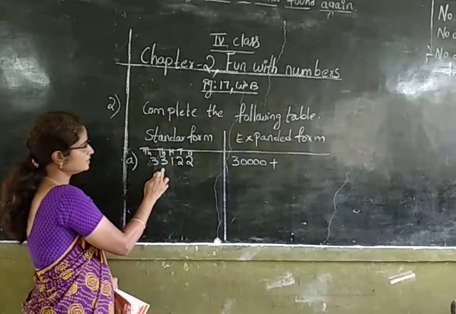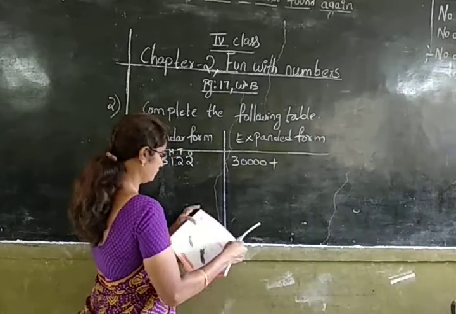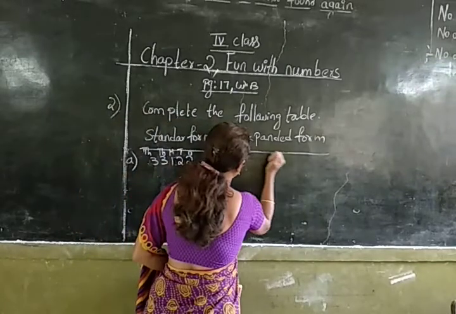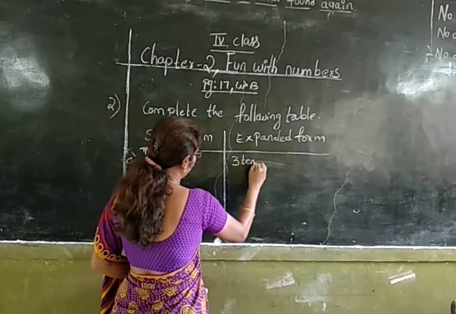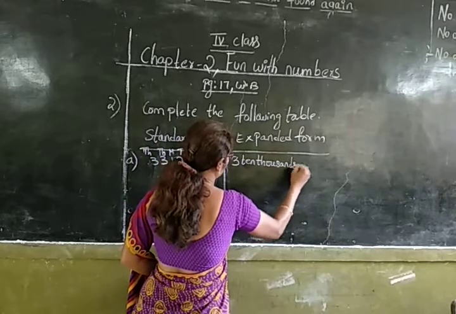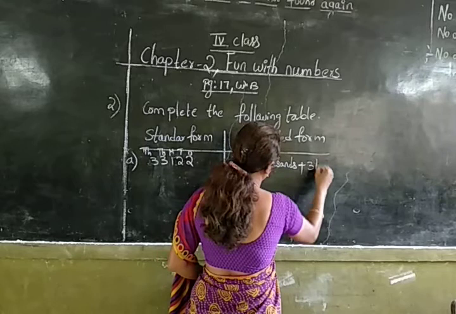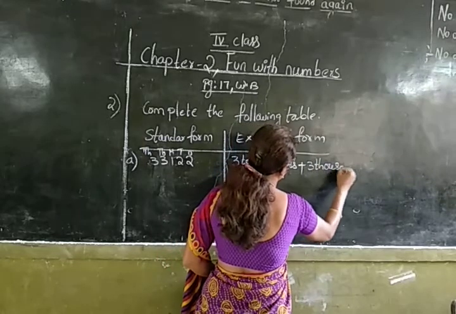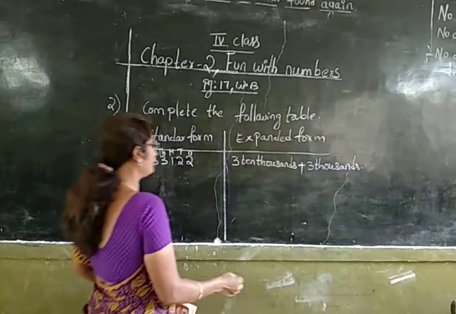The next 3 is in which place? 3 is in which place? 10,000s place. So you have to write 3 10,000s. The next 3 is in which place? The next 3 is in thousands place. So you have to write 3,000s. Here I am writing the place value of each digit of the number.